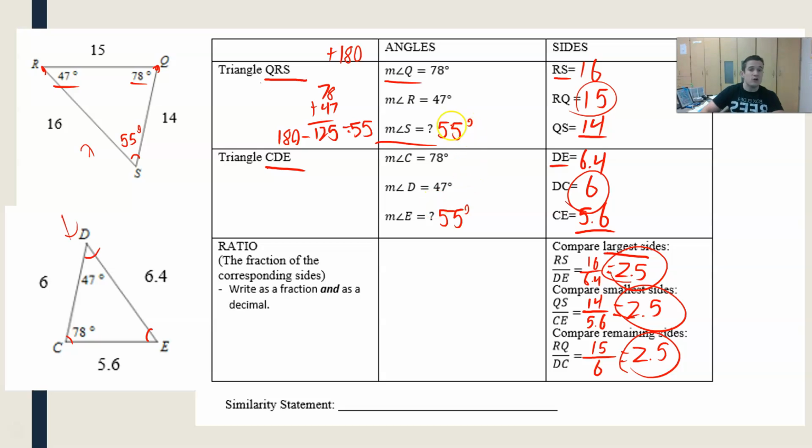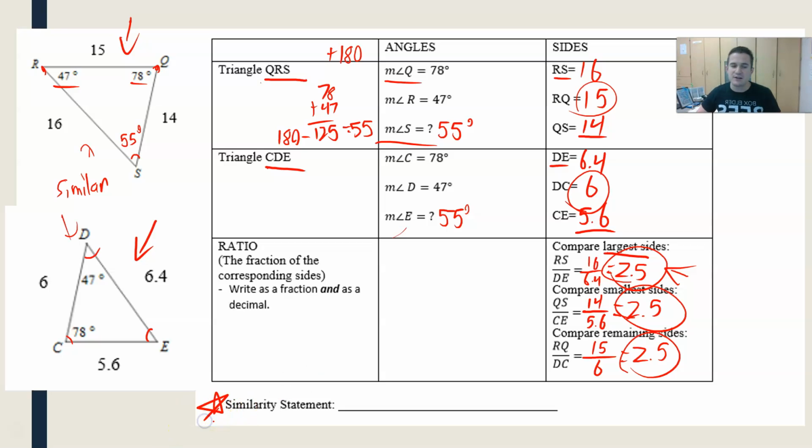So take a look here. All the corresponding angles are the same. And the ratio, or the fraction of each of those corresponding sides, is also the same. So what does that tell us? Well, it tells me that these two triangles are similar. They're not congruent, they're not the exact same size, but they are similar. I could enlarge this triangle by a scale factor of 2.5, and it would be exactly the same size as this triangle.